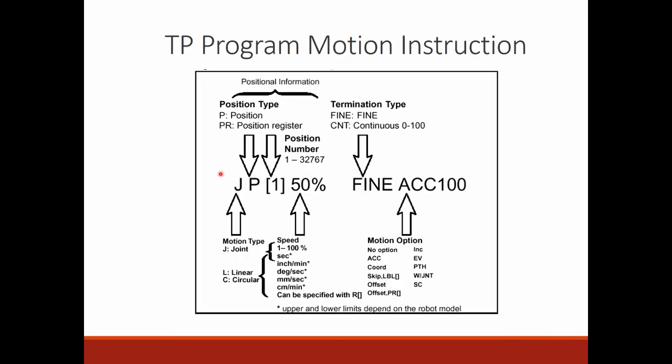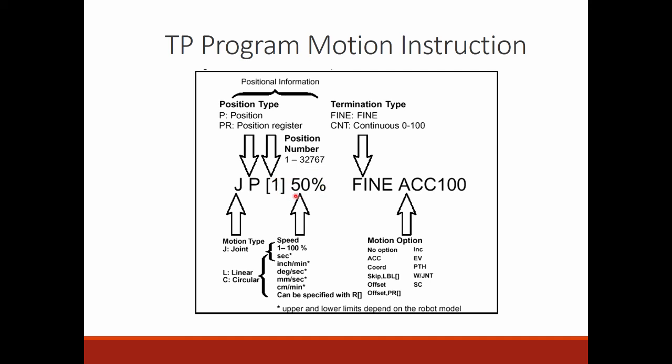So in a program we have a motion instruction, and that motion instruction has several different components to that instruction. The first being the motion type, which can either be a joint, linear, or circular motion type. We also have a positional identifier. This position can either refer to a local position, or what we'll learn later on in this chapter is a position register, which can be used globally. That will have a numeric identifier associated with it.